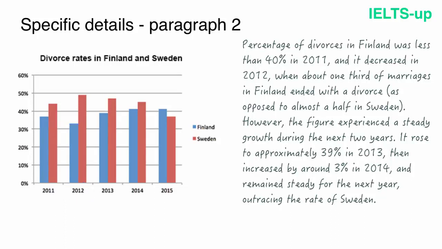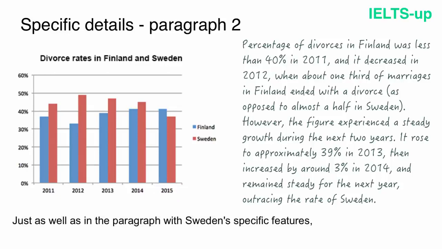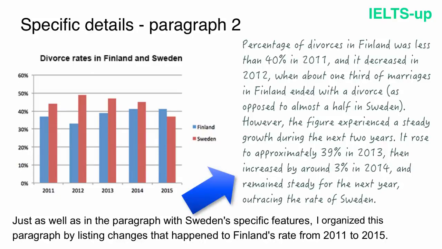However, the figure experienced a steady growth during the next 2 years. It rose to approximately 39% in 2013, then increased by around 3% in 2014, and remained steady for the next year, outracing the rate of Sweden. Just as well as in the paragraph with Sweden's specific features, I organized this paragraph by listing changes that happened to Finland's rate from 2011 to 2015.